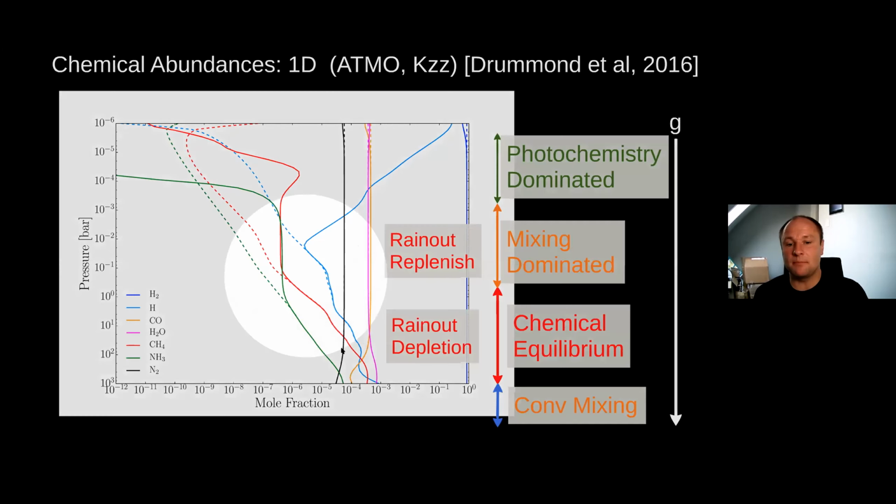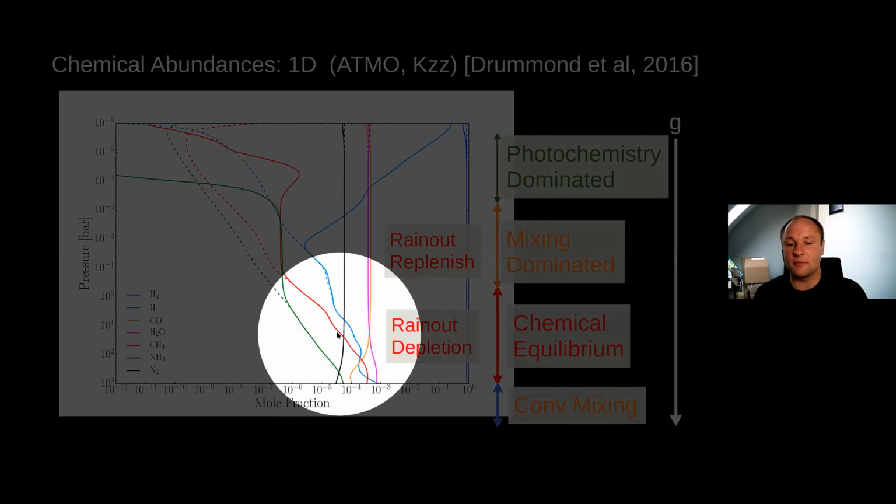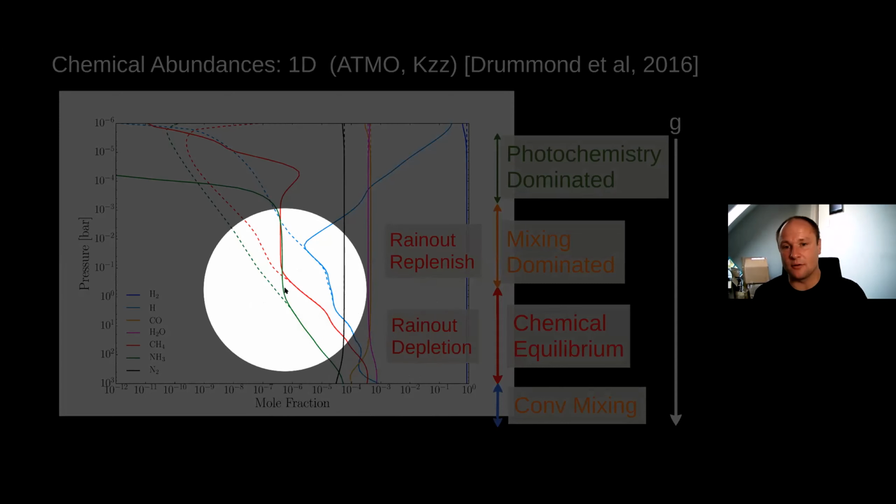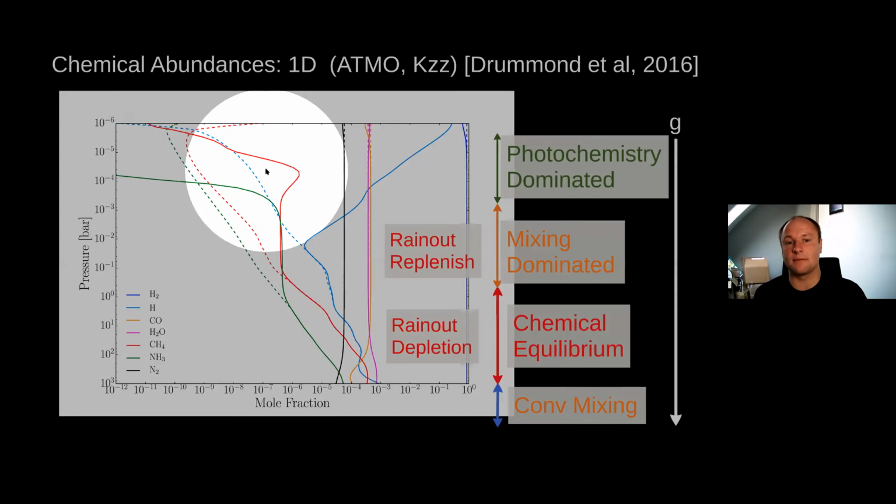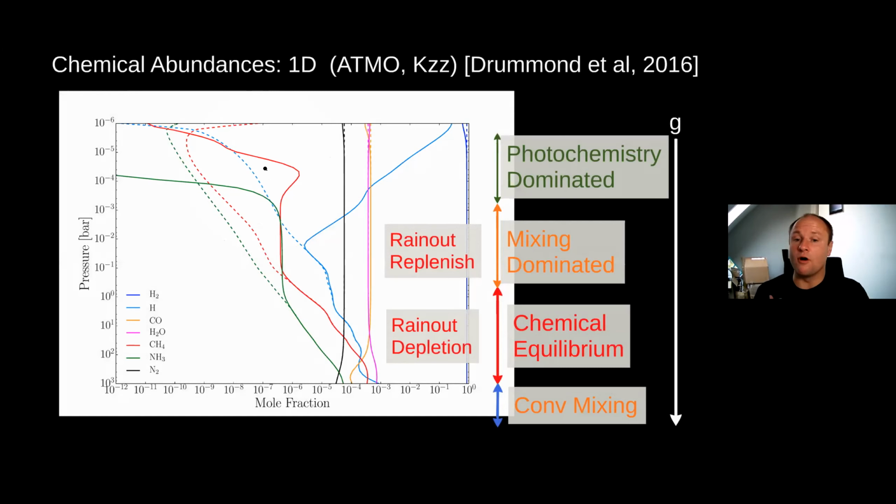And then as we go deeper, the temperatures and pressures are higher and the chemical reaction speeds are faster. So everything down here is basically in equilibrium. So we have an equilibrium region, a sort of mixing dominated region, and eventually a photochemistry dominated region for a hot Jupiter.